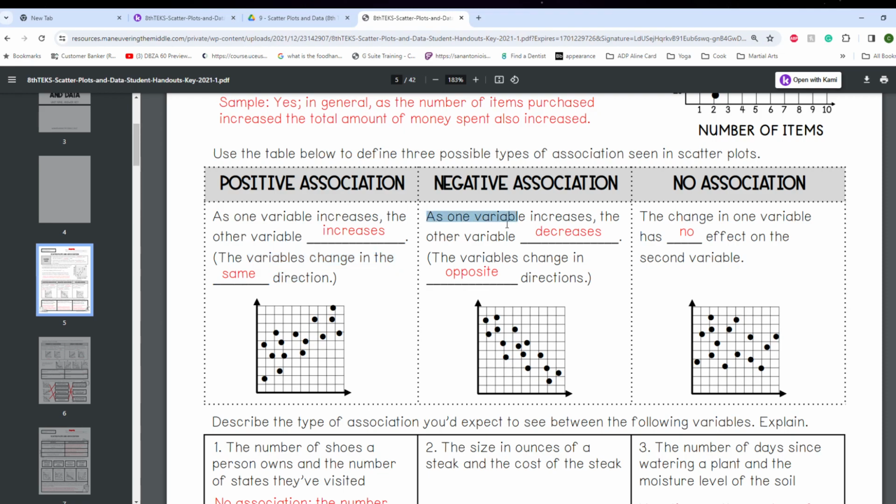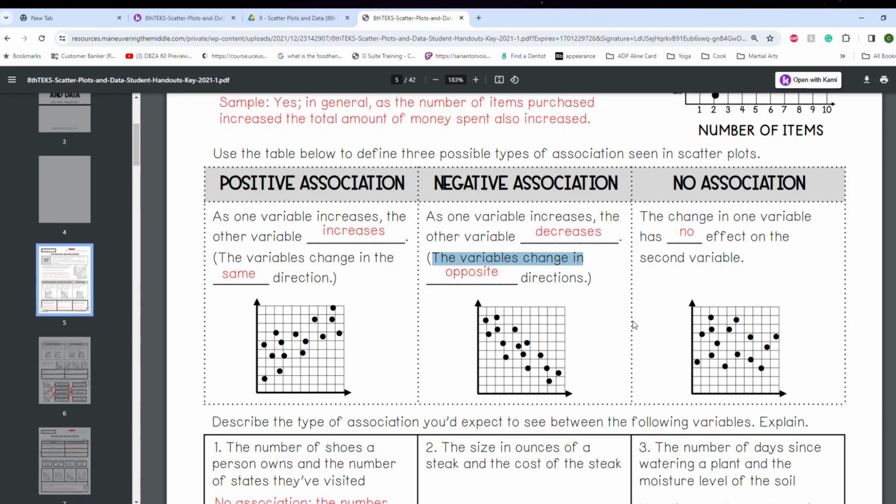Next, we have a negative association, where as one variable increases, the other variable decreases. They seem to change in opposite directions. So as one thing goes up, the other goes down. And remember, you're still comparing two sets of data here.